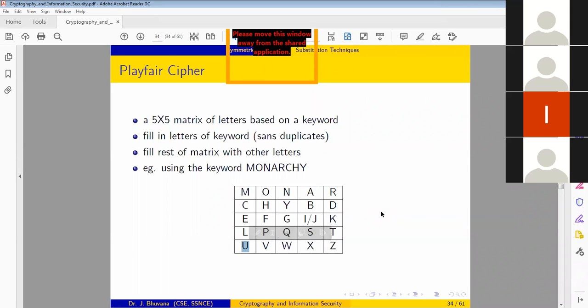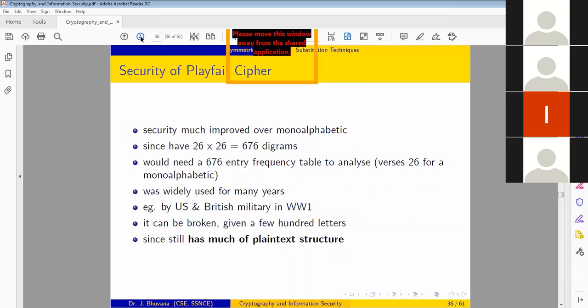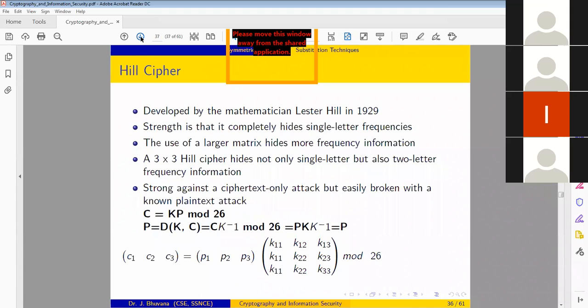And again, R and I is the next pair. R and I come in two different rows and columns, so draw a rectangle. The corners of the rectangle will be the replacement characters for R and I. If two letters fall on the same row, the letter to the right will be the replacement character. So this is how the Playfair cipher works. Again, this is also not preventing the ciphertext from exhibiting the English language characteristics we have seen earlier.